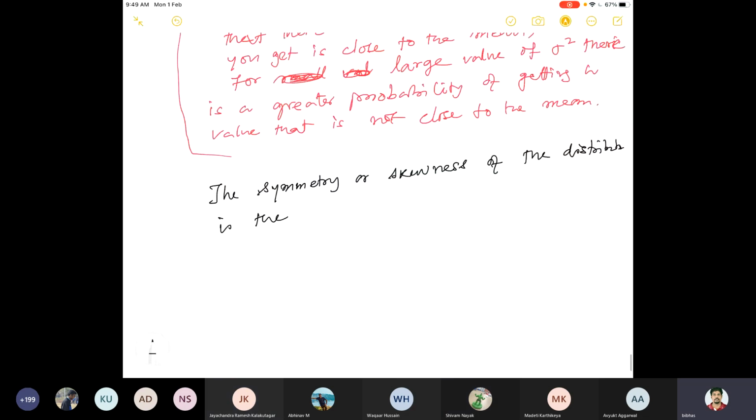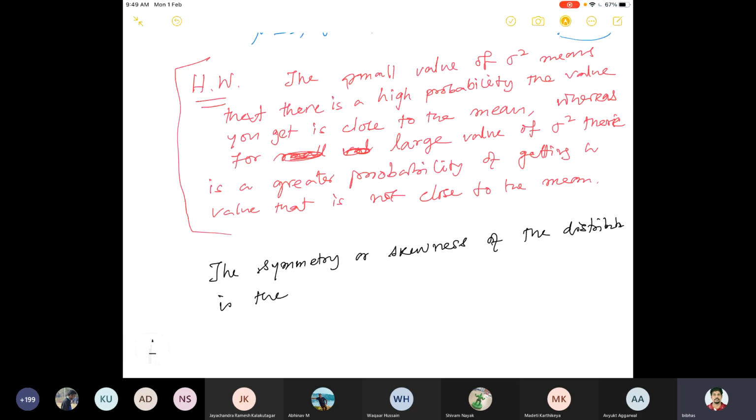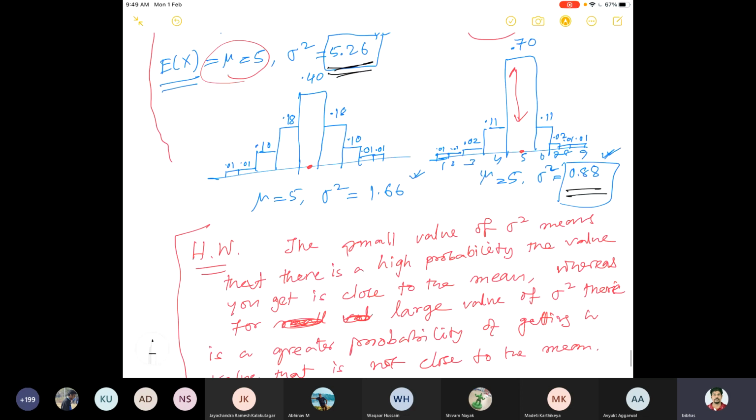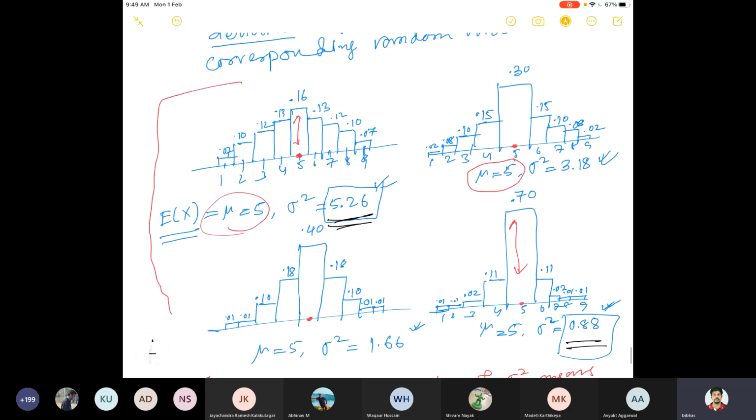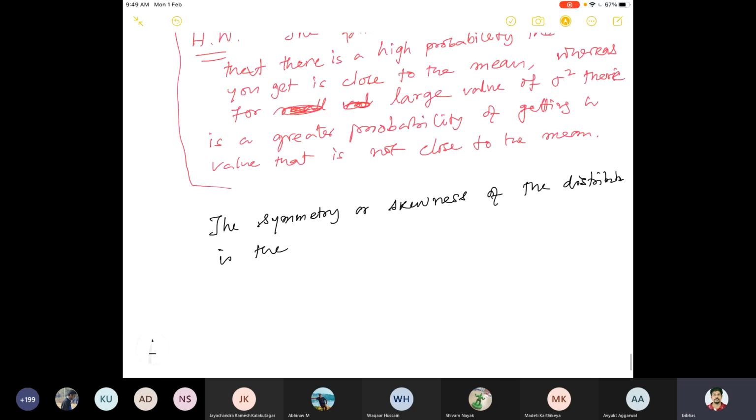Okay. So another concept which I was talking about is the symmetry or skewness. Whether the distribution is symmetric, like here, it has a symmetric kind of picture, right? Symmetric about a certain point. So then the next idea is, how do you measure symmetry or skewness of the distribution? I mean, can I conclude about skewness, how much skew it is?